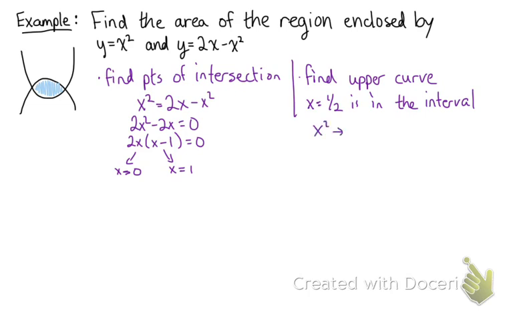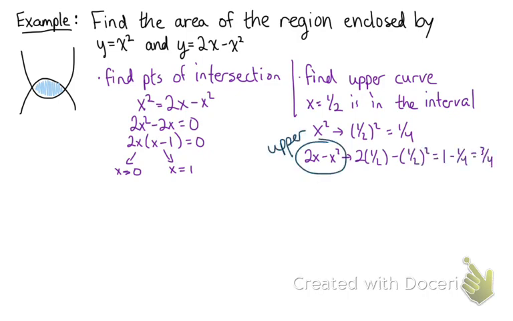If we plug it into y equals x squared, we get 1/4. And if we plug it into the other equation, y equals 2x minus x squared, we get 3/4. That one's bigger, so that's the upper function in this region. So that means if I want to find the area, the height of the area at any point is that upper y value minus the lower y value, and then I will integrate that with respect to x between the two x values I found.